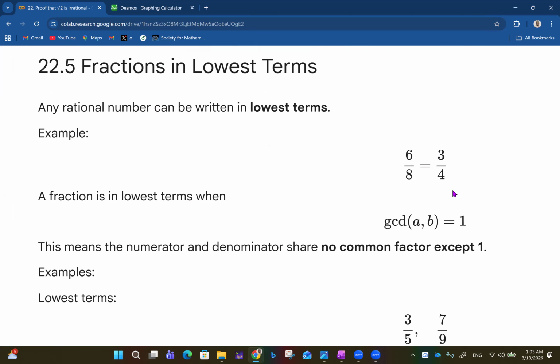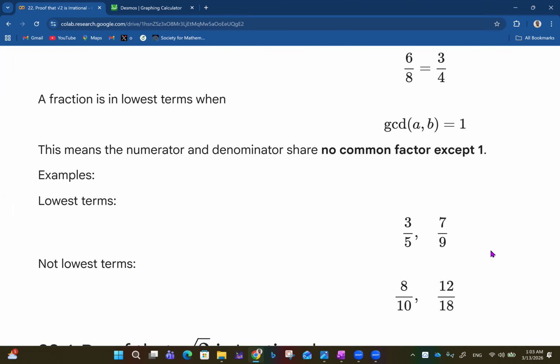Like 6 over 8 is 3 over 4, right? A fraction is in lowest terms when the greatest common divisor of a and b in a over b is 1. So a is 3, b is 4. In its lowest terms, the greatest number that can divide both is 1. So this means numerator and denominator share no common factor except 1. Nothing else is common to them apart from 1. So we have lowest terms like this.